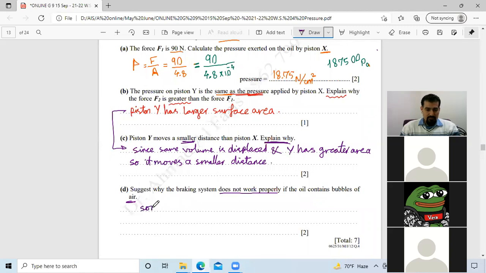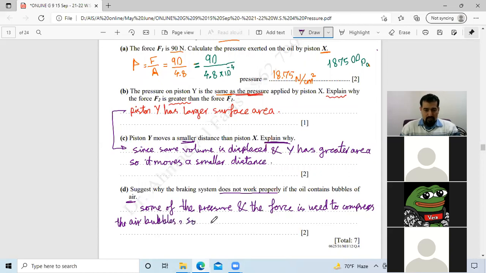Some of the pressure and the force is used to compress the air bubbles, so there is less pressure and less force at piston Y. Okay? Did you get the idea? Yes Marwan, thank you.